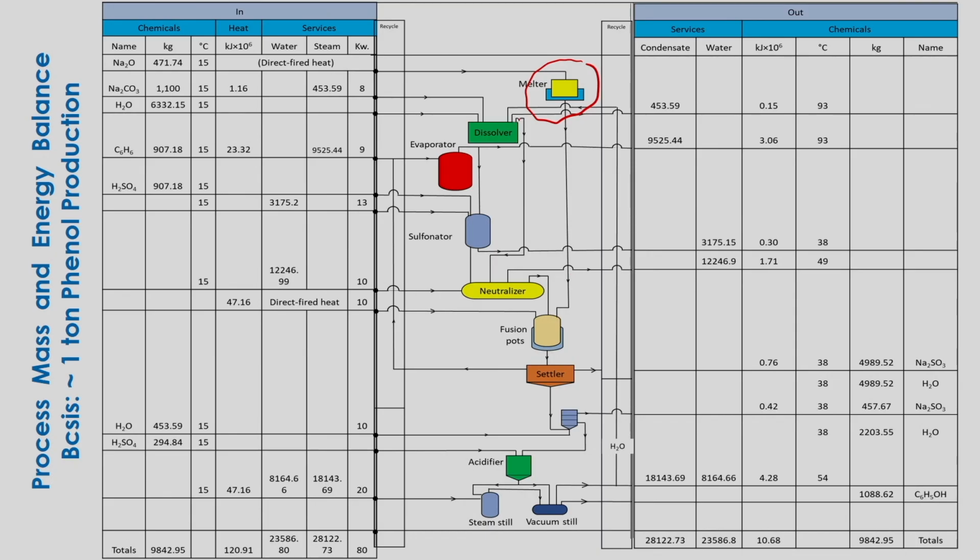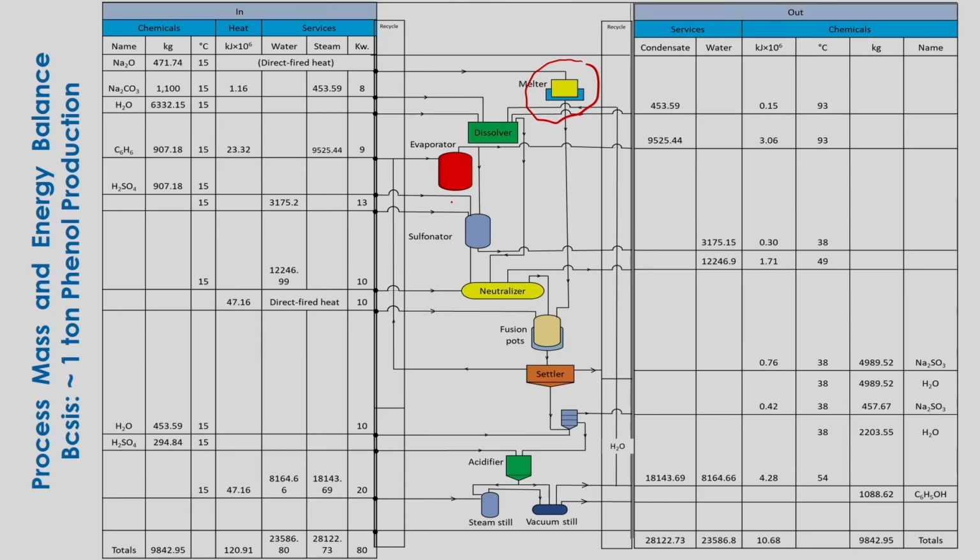And then in the dissolver you will see sodium carbonate, the amount given in kg, and water also comes in. After coming out from the dissolver, it goes to the neutralizer. There also the amount of chemicals coming in is given. But before the neutralizer there will be the sulfonator, and there also you have to do the material balance.